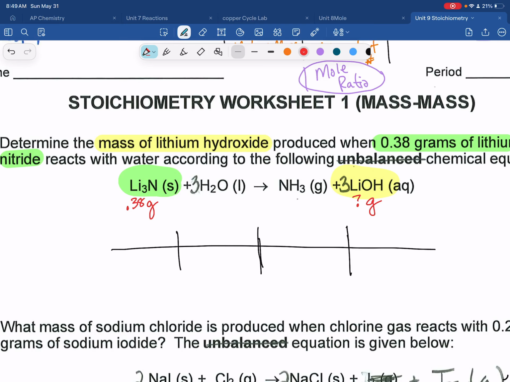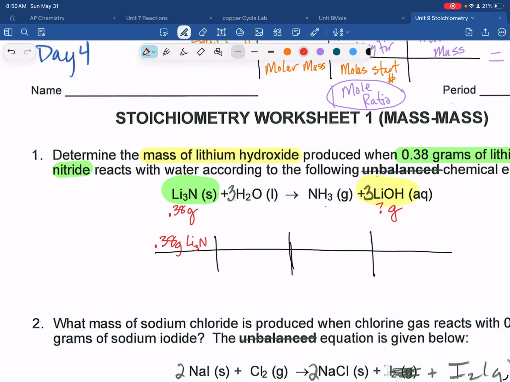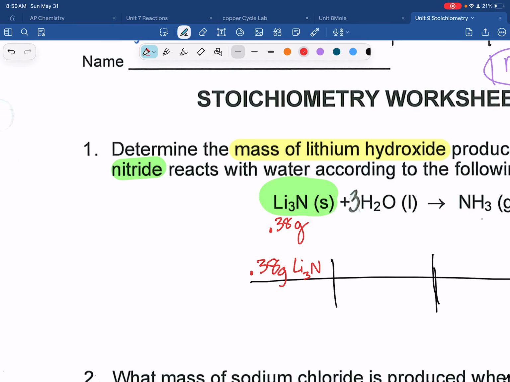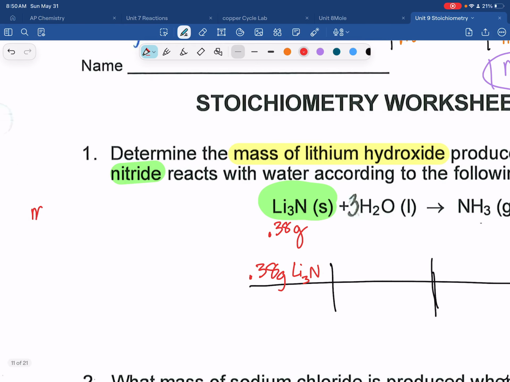So my starting number, as always, goes right at the beginning. So 0.38 grams of Li3N. We need 2 molar masses. We need the molar mass of lithium nitride and the molar mass of lithium hydroxide. So I'm going to do that over here on this side. All right, so get out your periodic tables, and let's go ahead and figure this out.